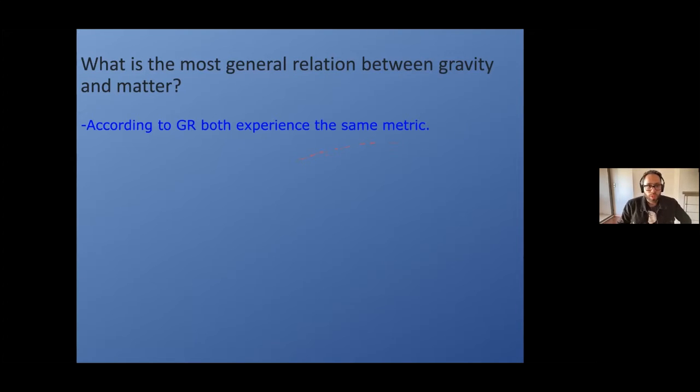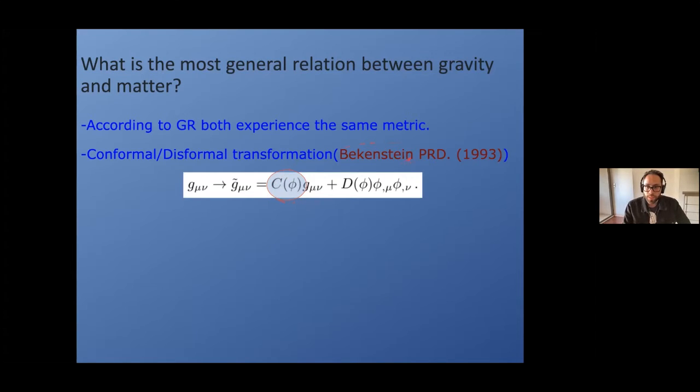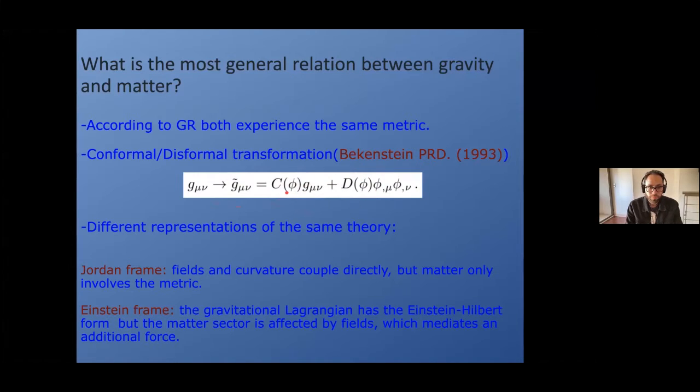We know that according to general relativity, both experience the same metric, right? But Bekenstein in 1993 formulated this nice equation, the fundamental equation, and he found the most general way to relate both sectors, the geometrical, gravitational sector and the matter sector. Sometimes it's called the physical frame. So in this kind of transformation, we have here the conformal part, and this is a purely disformal part of this nice transformation. But this is nothing but a different representation of the same theory.